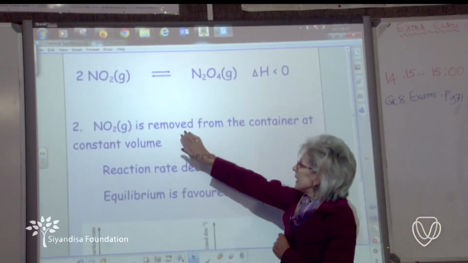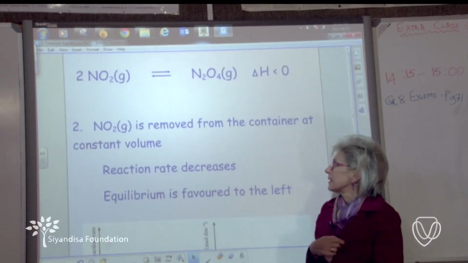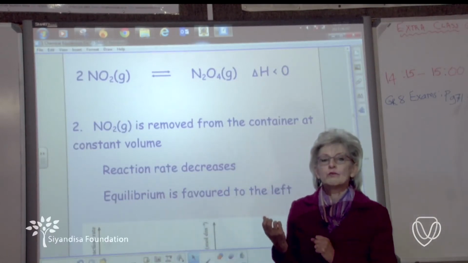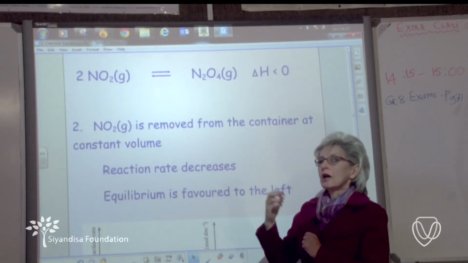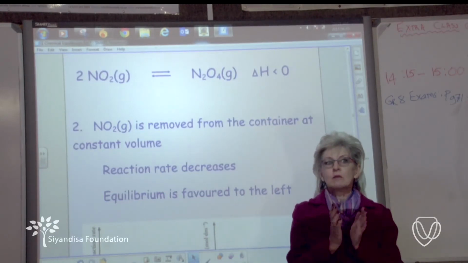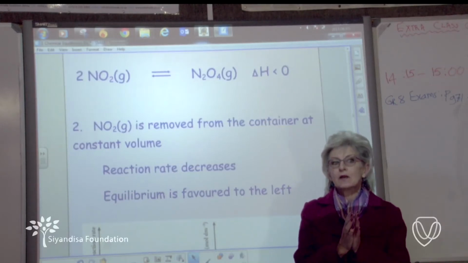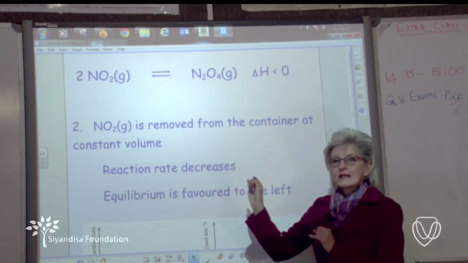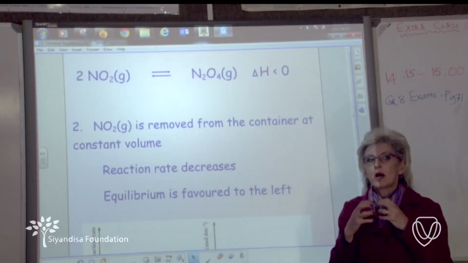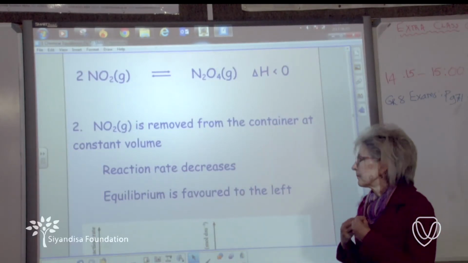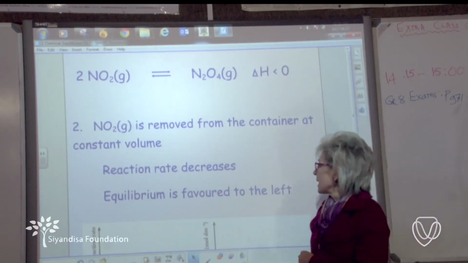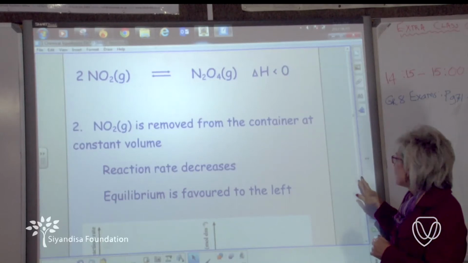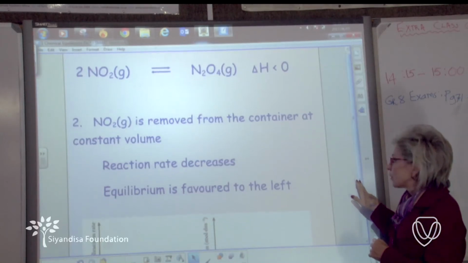Now, NO2 is removed from the container. So let's quickly think what must happen. If NO2 is removed, you've now got less reactant, so the system wants to make more reactants. So now the reaction rate decreases. Why? Because there are fewer particles in the reaction vessel. So your reaction rate drops. The equilibrium is now favored to the left. Why to the left? To make up for the NO2 that was removed.